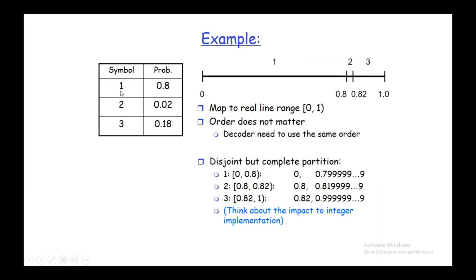For symbol 1, or in the previous slide it was ABC, here we have taken 1, 2, 3, and the probabilities have been written. See the probabilities: 0.8, then 0.02, and then 0.18. All these symbols we have to map into 0 to 1, because you have only that range to work on. So how do you do it? The first symbol has a probability of 0.8, so I write it here: 0 to 0.8 belongs to 1.